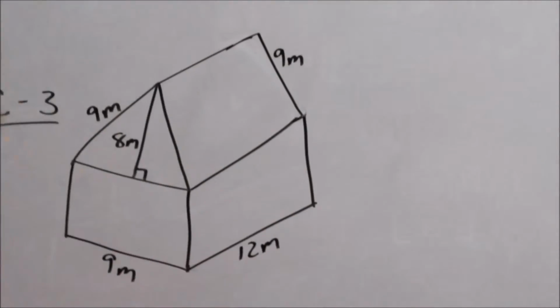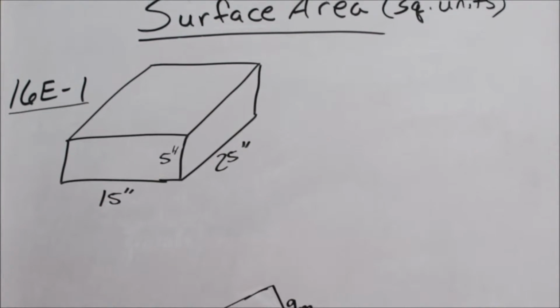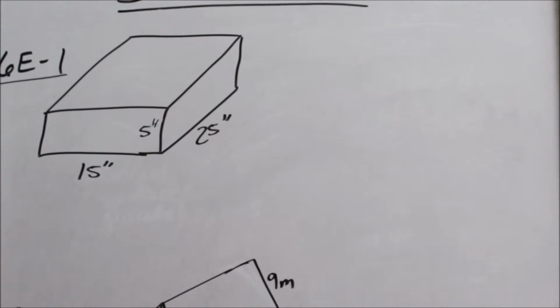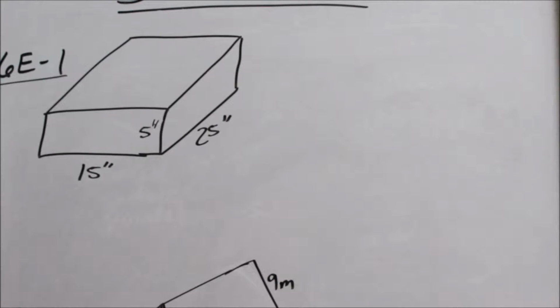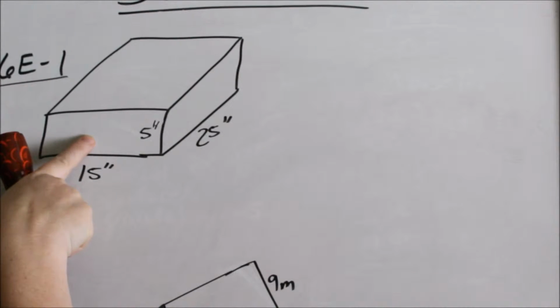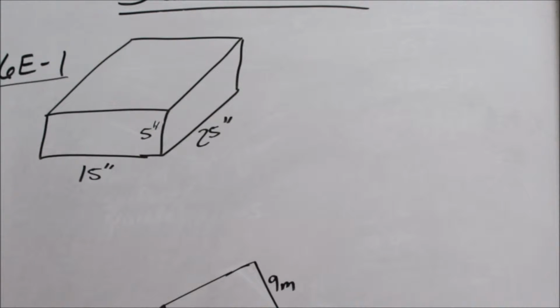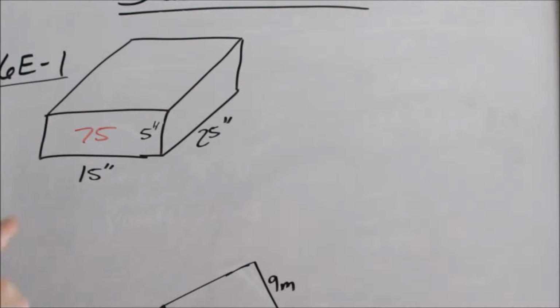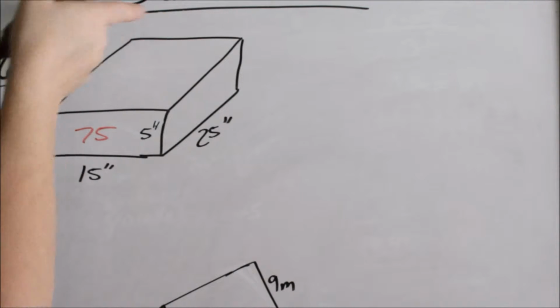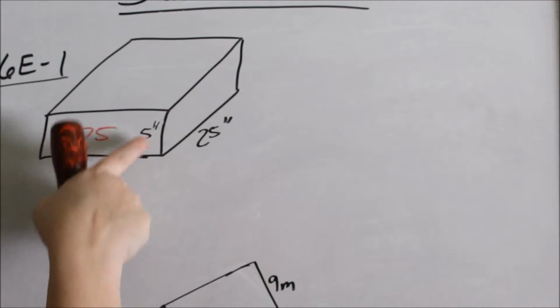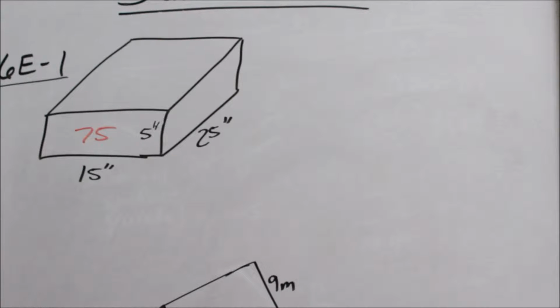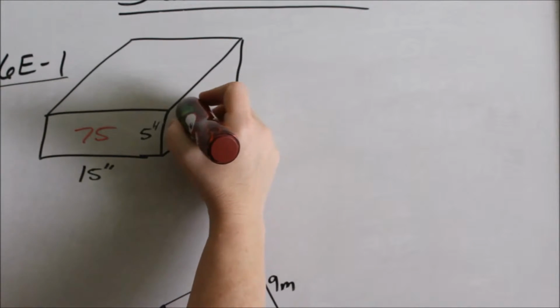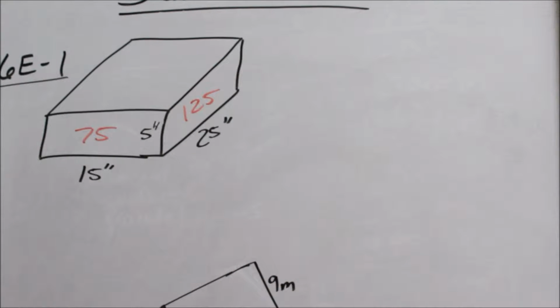Okay, if we look at 16E1, we're looking at the surface area of a box. I just said we're going to be finding the area of 6 rectangles. I've got this front rectangle here that's 15 by 5. If we find the area, base times height, that's 75 square inches. I write 75 right there. That area is going to be the same as this back side. Then we have this rectangle that is 5 by 25. That's 125 square inches, so I write 125 right there. This side is going to be the same as this side over here.